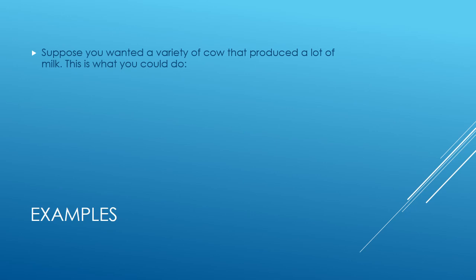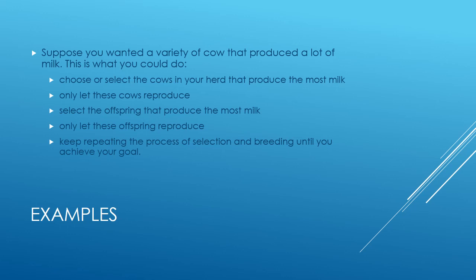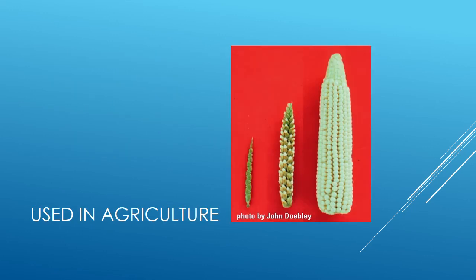So suppose you wanted a cow that produced a lot of milk. This is what farmers basically did. They choose the cows in the herd that produce the most milk. They only let those cows reproduce. They select the offspring in the group that produce the most milk, and we only let those reproduce. And you keep doing that over and over again until basically you have a little herd of cows that all produce lots of milk. And people have been doing this for thousands of years. Okay? It's used in agriculture. Over here on the left, this is sort of wild corn, and selective breeding of picking the ones that always produce the most kernels kept happening over and over again until we have the corn cobs that we have today, basically.